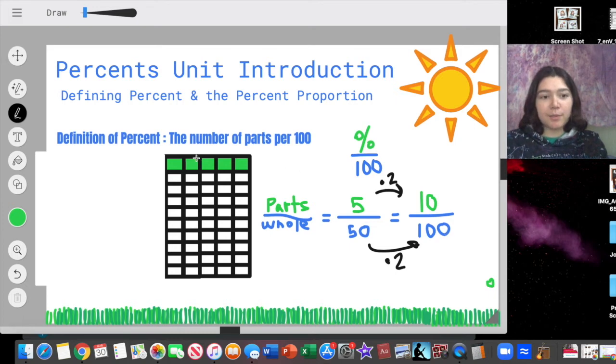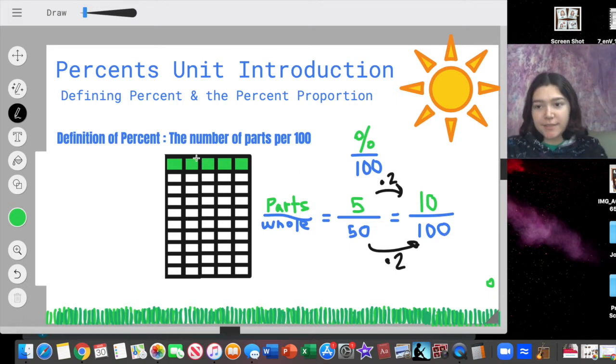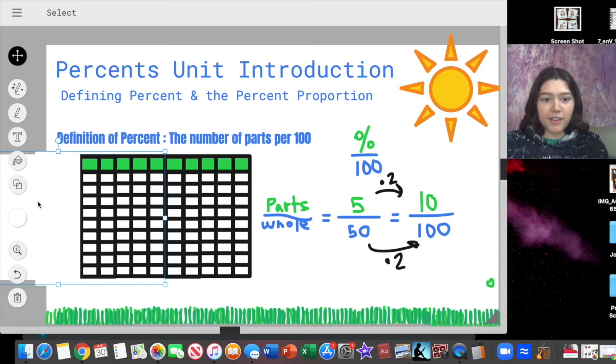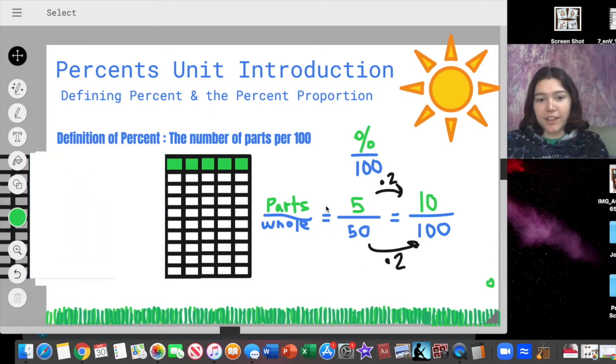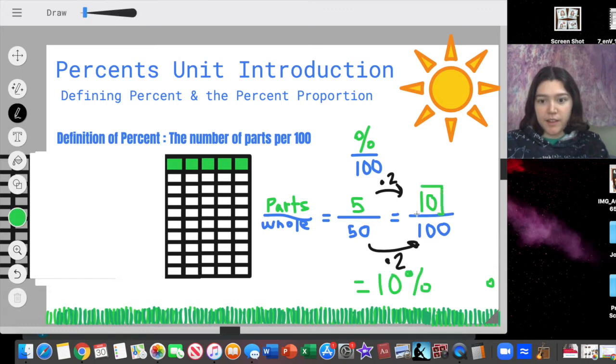So if I were to take this picture and double it, now I have 100 parts total, so my whole is 100, and now I have 10 parts filled in. So that's why we can use that to figure out that 5/50 is equal to 10 over 100, so that means this is equivalent to 10%. Because that 10 is in the numerator over 100, just like our definition of percent.